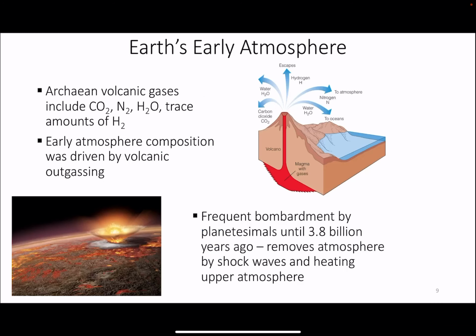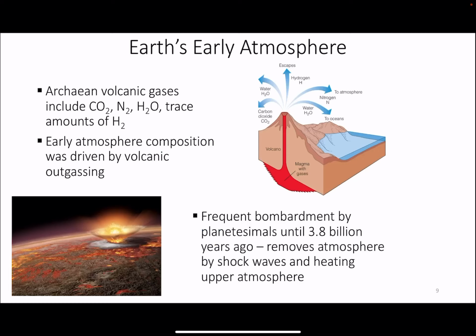During this time, as the oceans were being formed, and this was during the Archean, the only source of gases to Earth's atmosphere would have been volcanic activity, and so the main gases would have been CO2, nitrogen, water, and some small amounts of H2. So the early atmospheric composition was completely driven by volcanic outgassing, but this would have been wiped away fairly frequently.